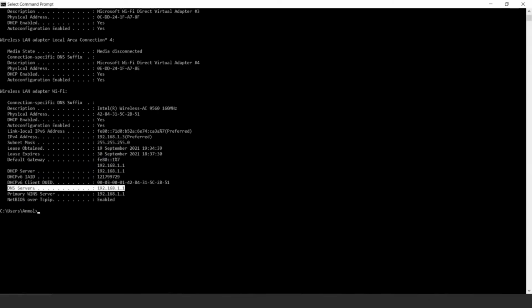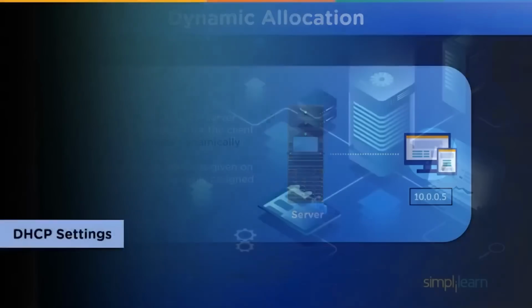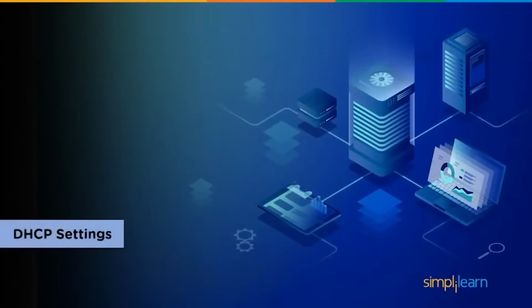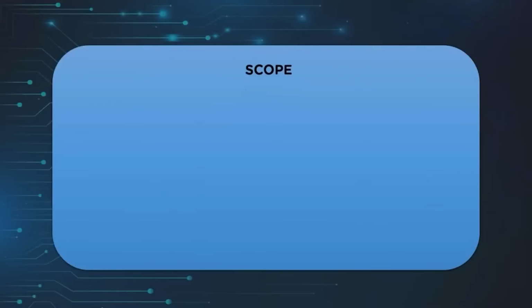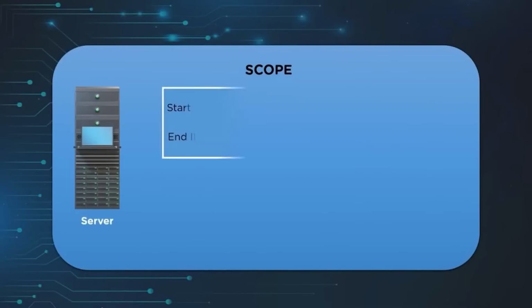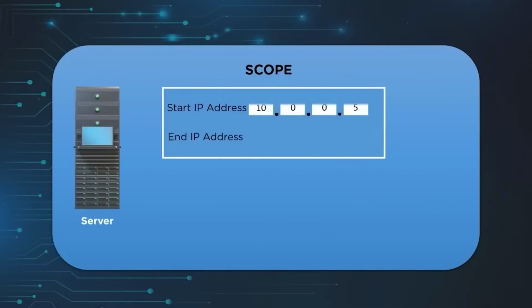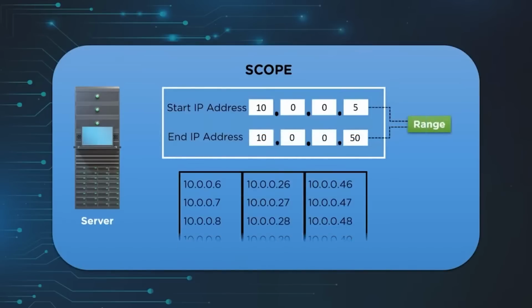Now let's continue with the video. Now let's take a look at some of the notable DHCP settings. The first one is known as scope. As the name suggests, a scope refers to a range of addresses that are available to a DHCP server for allocation to the client device.